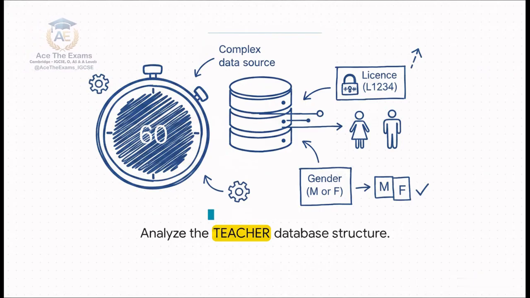Scan this. We have fields for name, title, license like L1234, gender, subject, and class. I want you to extract the core trend here. Notice the strict formatting of the license field. It's a letter followed by numbers. Notice the gender is restricted to just a single character, M or F.